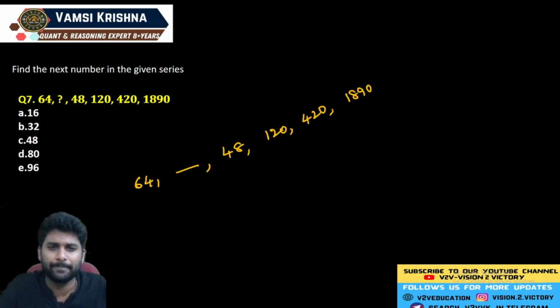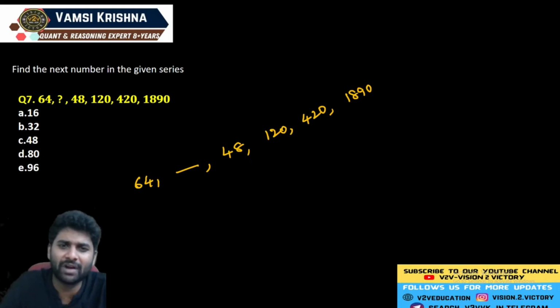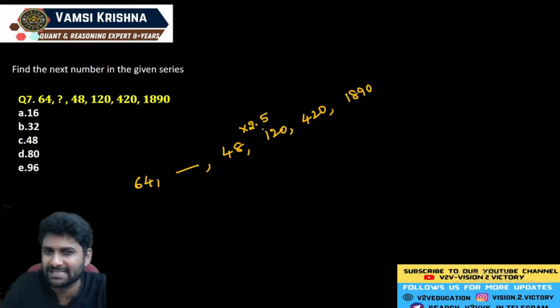1141. Now see, you already know that 48 becomes 120. So which is exactly multiplied by 2.5 times C. 48 twos are 96. 96 plus 24 is equal to 120.